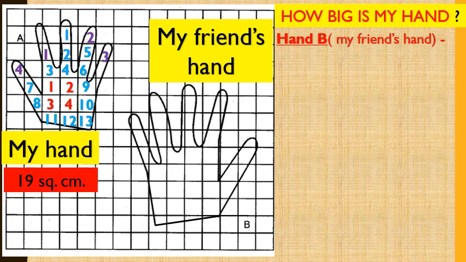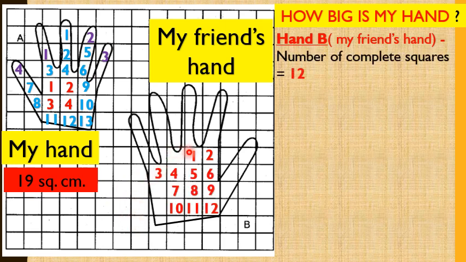Hand B is my friend's hand. So now in hand B, that is in my friend's hand, we will find the number of complete squares. 1, 2, 3, 4, 5, 6, 7, 8, 9, 10, 11, 12. There are 12 complete squares in hand B.